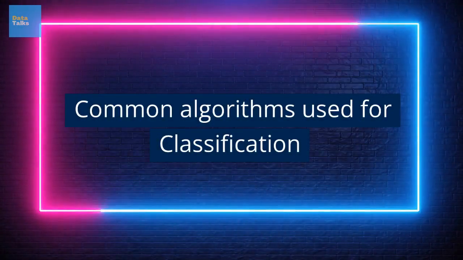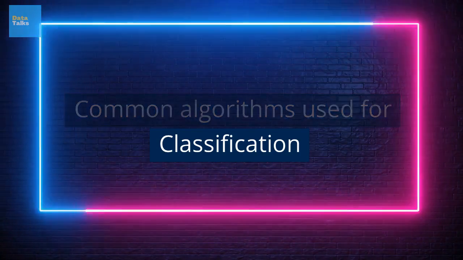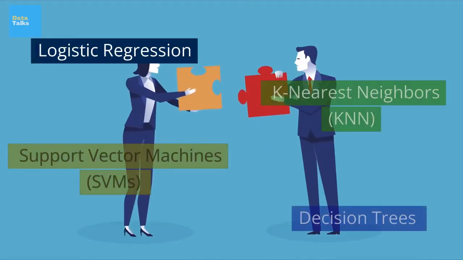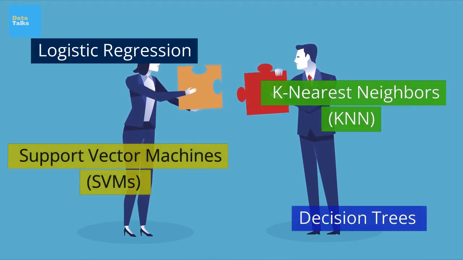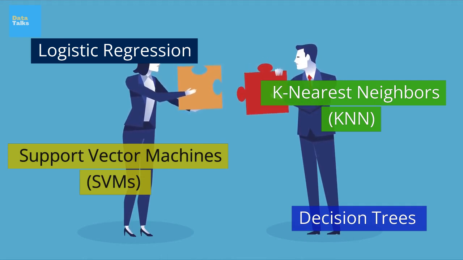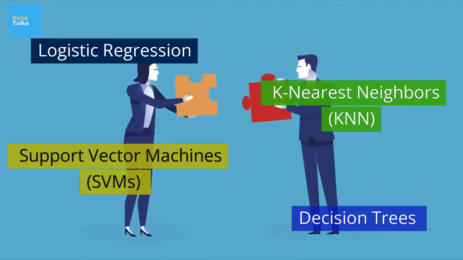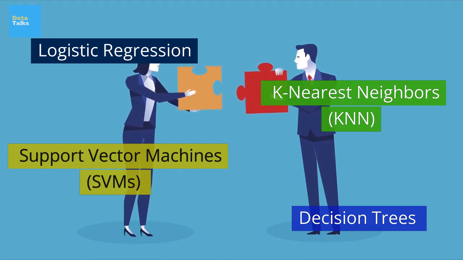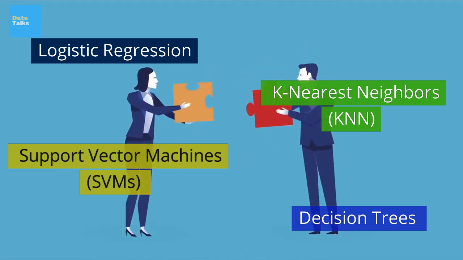Let's look at a few common algorithms that are used while dealing with classification problems in data science. Logistic regression is a linear model that is often used for binary classification, that is predicting one of the two classes. It works by finding a hyperplane in the feature space that maximally separates the two classes. K-nearest neighbor, or KNN, is a non-parametric method that stores all available cases and classifies new cases based on a similarity measure. It classifies a new case by a majority vote of its neighbors, where the case is being assigned to the class that is most common among its k-nearest neighbors.